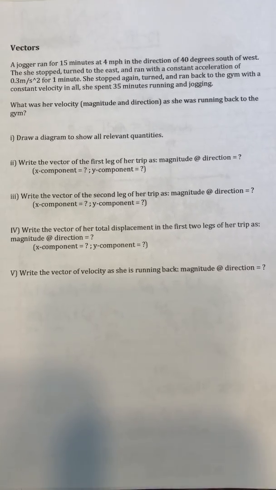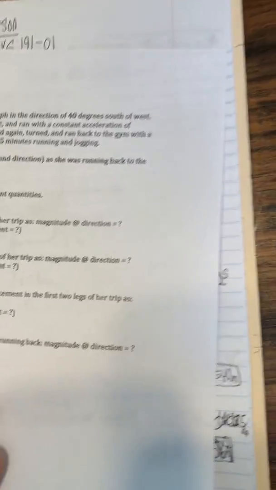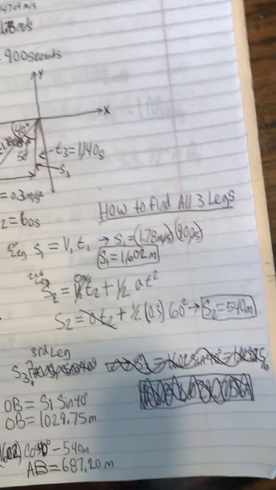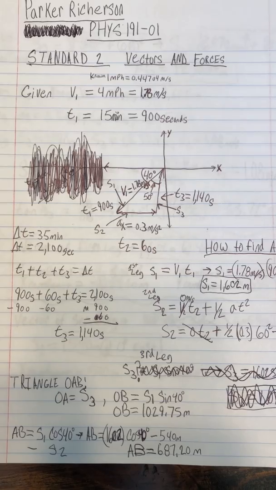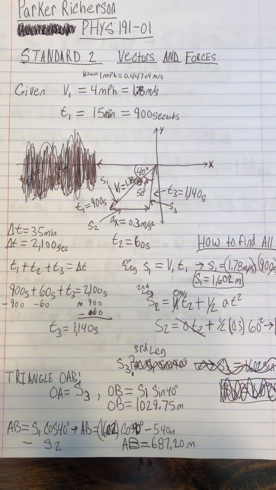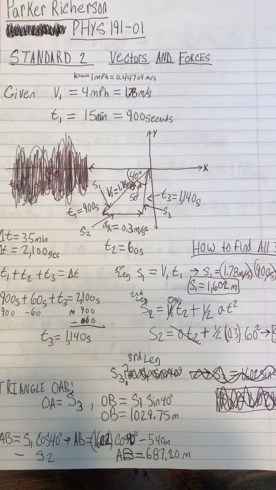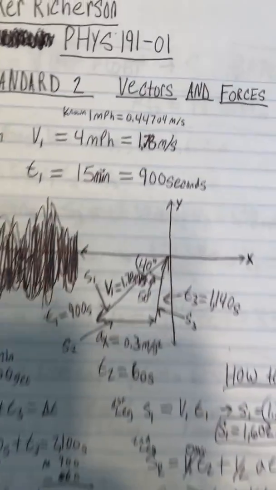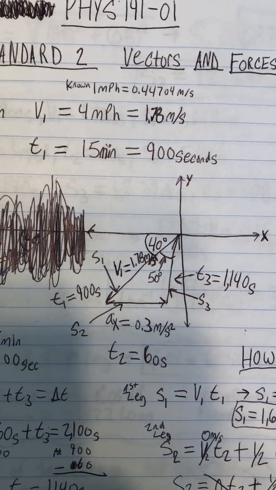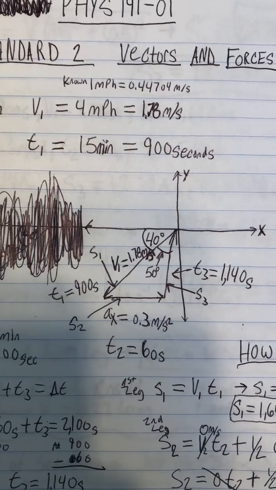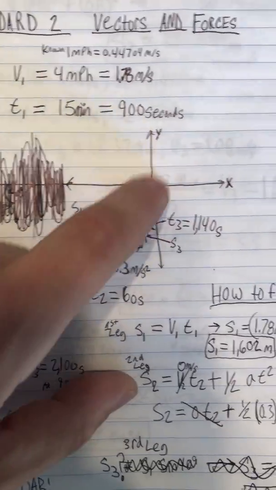Write the vector of the first leg of her trip as magnitude and direction. We were given V1, which is 4 miles per hour, which is 1.78 meters per second, and T1, which is 15 minutes, and that's 900 seconds. This is the free body diagram. This is the first leg, second leg, and third leg.